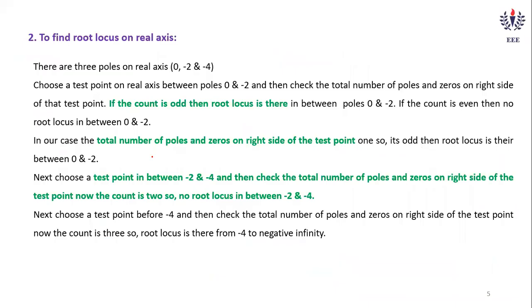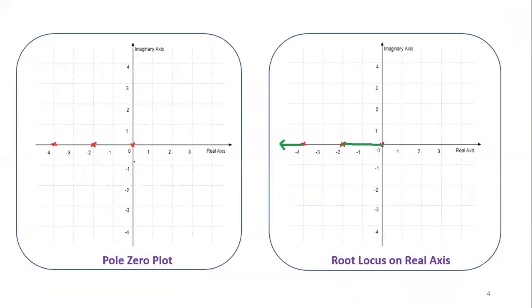Here the pole at origin 0, then -2 and -4. These three are the pole locations, drawn in the S-plane. This is the first step: location of poles and zeros in the S-plane.